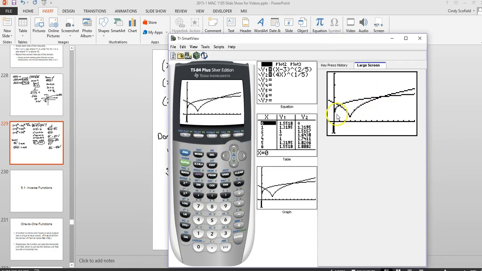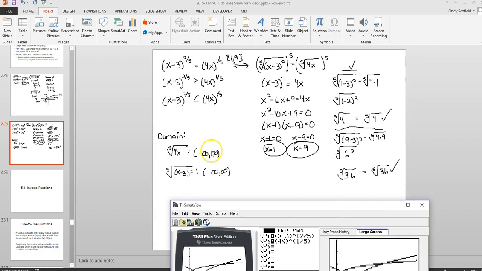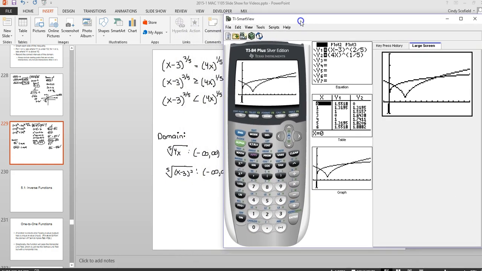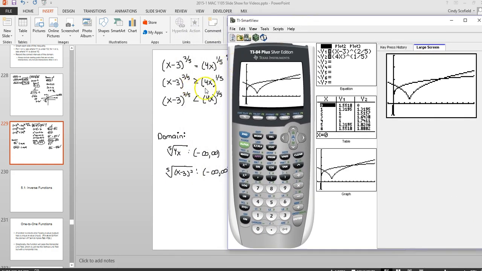Notice they're both infinite. The V shape goes infinitely to the left, infinitely to the right. The S shape goes infinitely to the left, infinitely to the right. Do it in your calculator, zoom out, you'll see it. And that matches up with what we know about domain for fifth roots. So what we have to then do is decide what's going on with the inequalities.